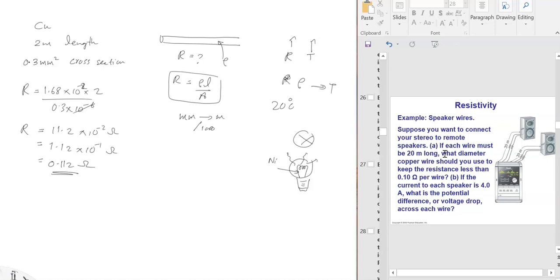So you are connecting your music player to the speakers which are 20 meters away. Now if there's a lot of resistance in the connecting wires, they're going to take up a lot of voltage. So the speakers will be receiving less voltage, and there will be less sound. Less resistance in the wire means more current through the wire, so more loudness, more intensity. So we need to keep the resistance low, at 0.1 ohms. So what do we do?